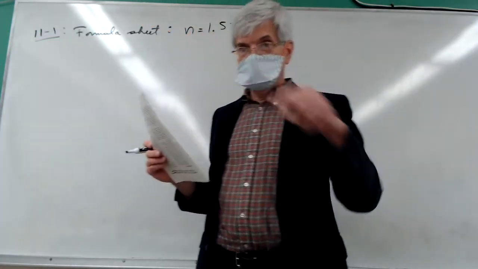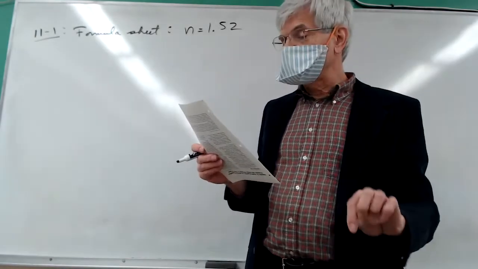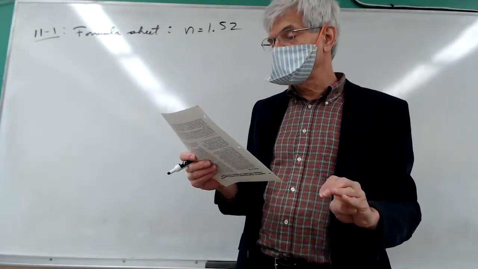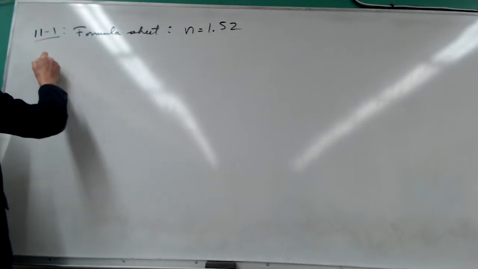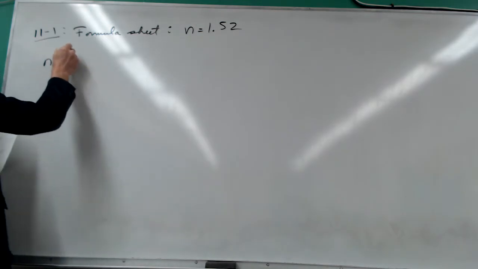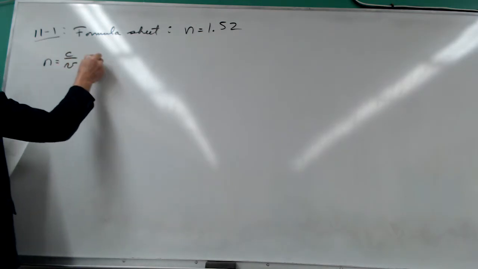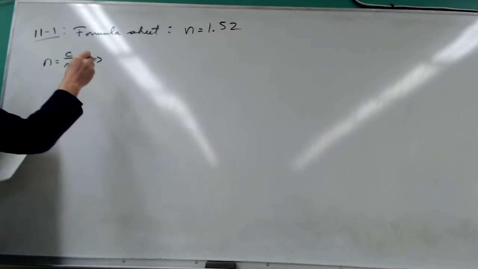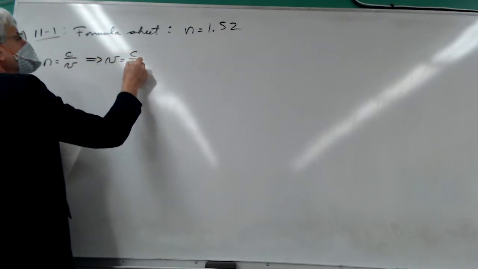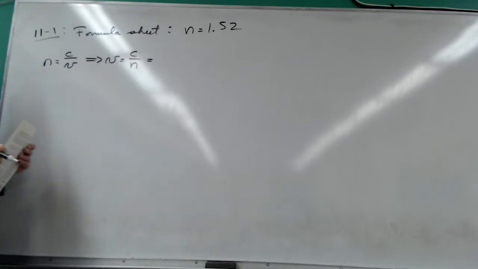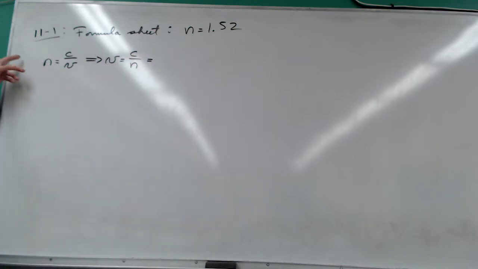So assuming you didn't jump a line when you were reading the table, you should have got 1.52 for crown glass. If N is equal to C over V, that rearranges to become V equals C over N. Multiply both sides by V and then divide both sides by N. And that's the result.